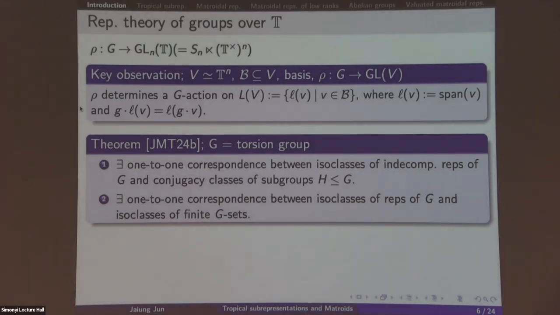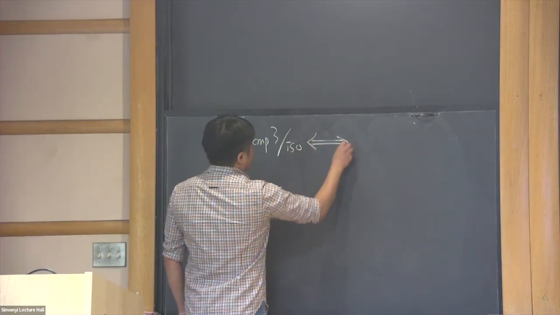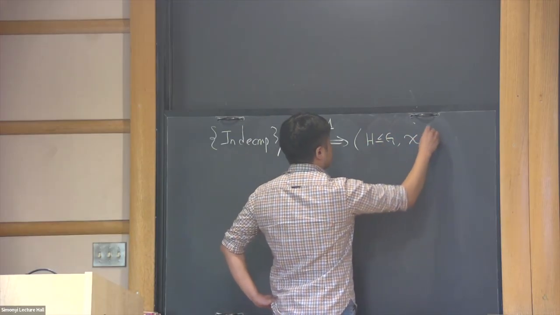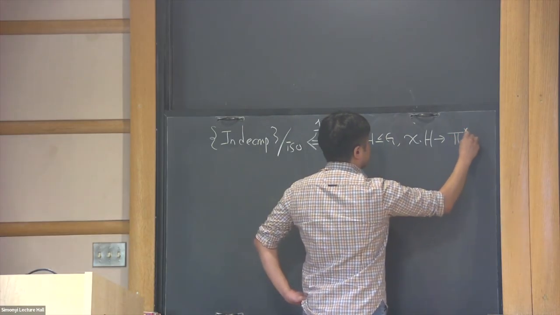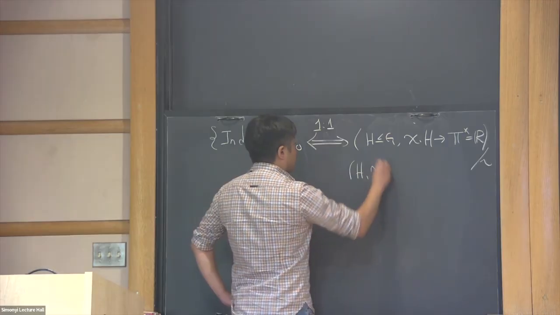All right. So with this, the types of theorems that one can prove is that if G is a torsion group, then there's a one-to-one correspondence between isomorphism classes of indecomposable representations. I think it's pretty much the same story as the monomial representations. What one can prove is that indecomposable representations up to isomorphism are in one-to-one correspondence with pairs of a subgroup and a character, and up to equivalence, two pairs are equivalent if they are conjugate.